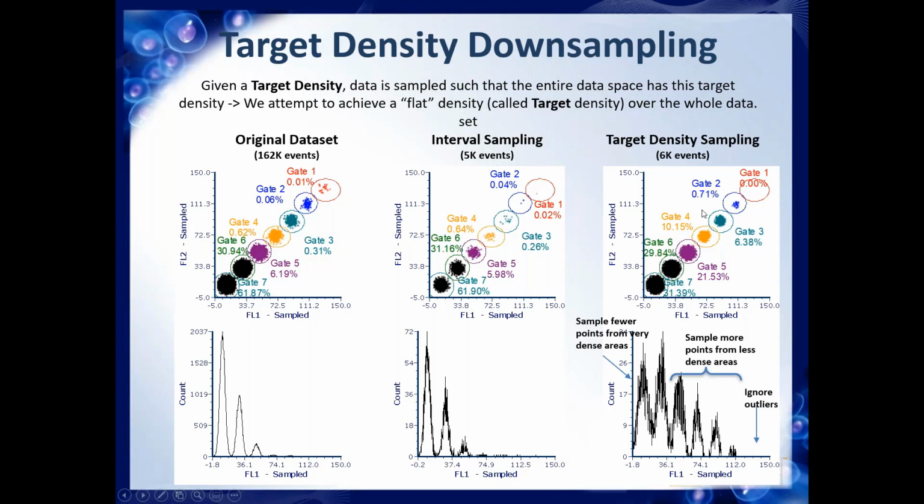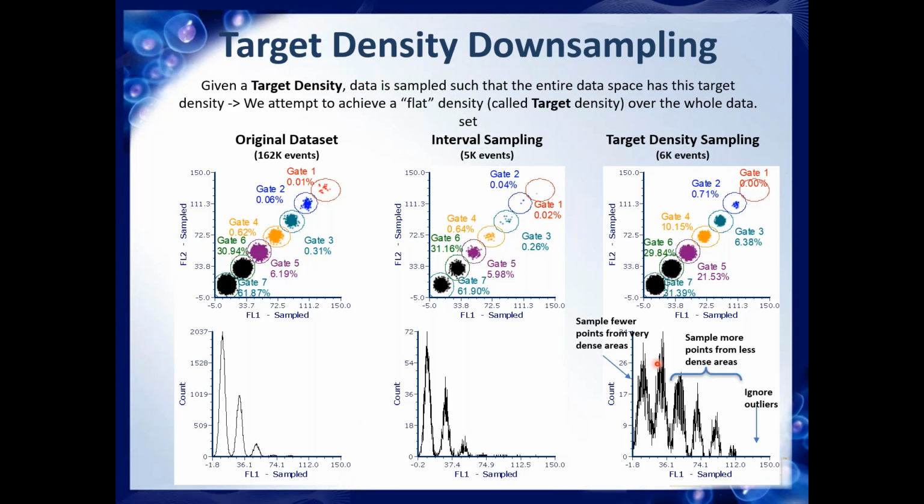So yes, you want to increase the chance to sample rare populations, but you don't want to increase the chance to sample debris, doublets, aggregates, or whatever. So there is a parameter in the target density sampling that says below this density, do not sample at all. That parameter helps in removing outliers. This is why, in this case, with the setting that I have used, the red population is basically gone. So the outliers are being removed. So this is the first step of SPADE.